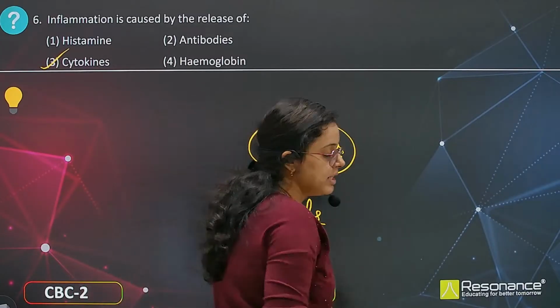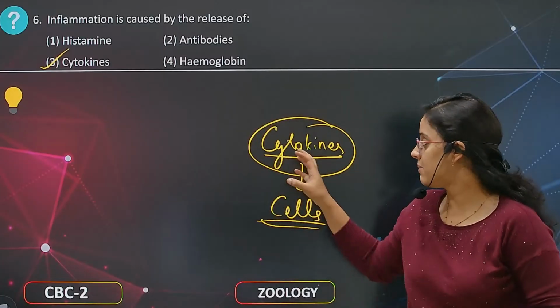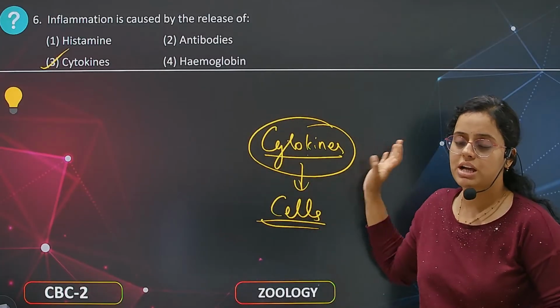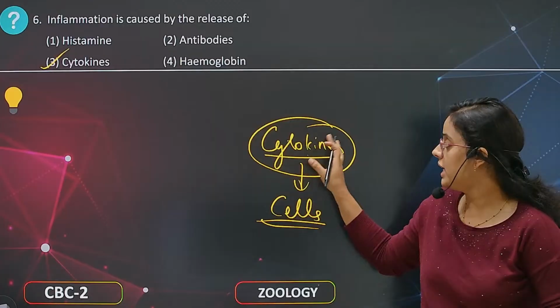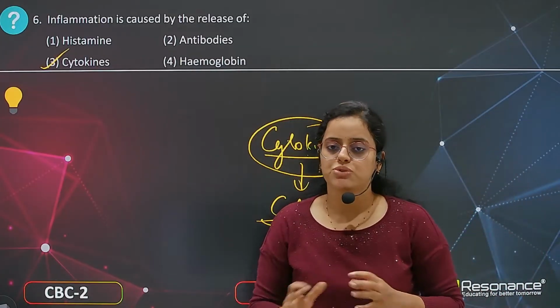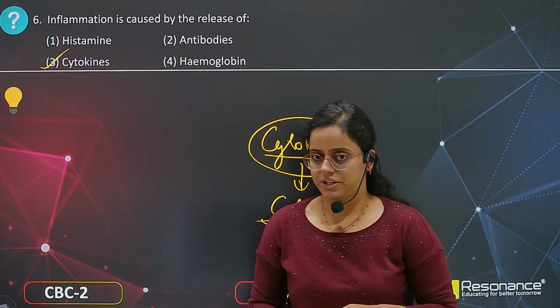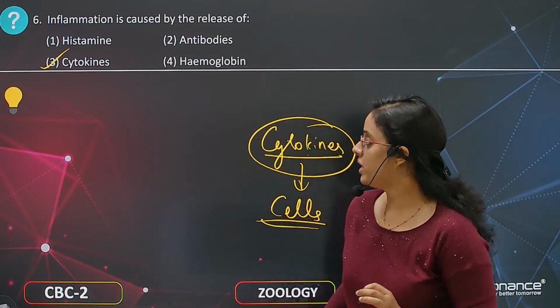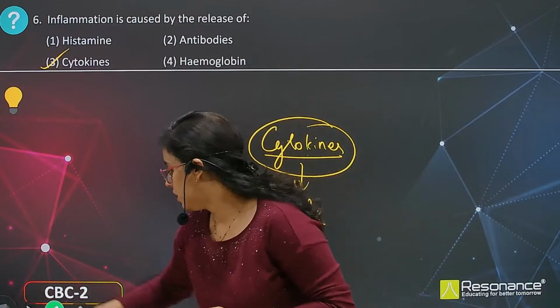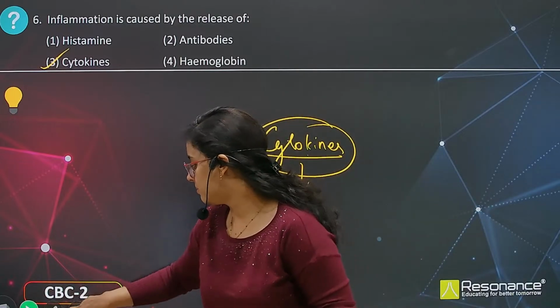So whenever cells are infected, they release certain substances so that they can activate other cells. They are used for intercommunication to activate other cells regarding the bacterial infection. So the answer over here is cytokines. Now moving to the next one.